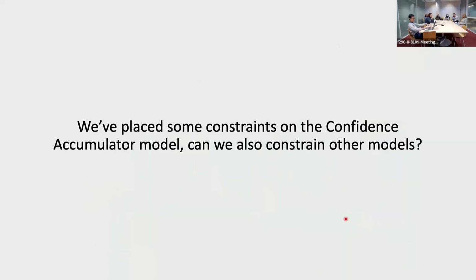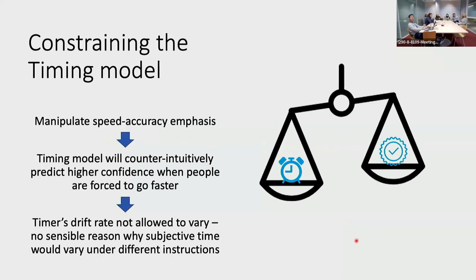Well, the experiment I just talked about was aiming to place some constraint on the confidence accumulator model in particular. It ended up doing okay. So we therefore turned to the other models and asked whether we can selectively constrain them and see how they perform. We came up with the idea that maybe manipulating the speed-accuracy tradeoff can constrain the timing model. Basically, what the timing model suggests is that if you respond more quickly, you are more confident. So if you force people to go quickly in the condition where accuracy is sacrificed, the timing model will make a counterintuitive prediction that people will be more confident, which is probably not the case.